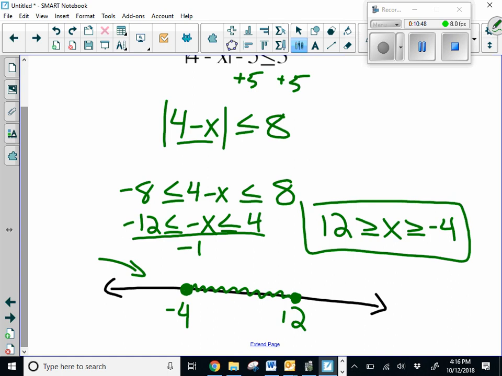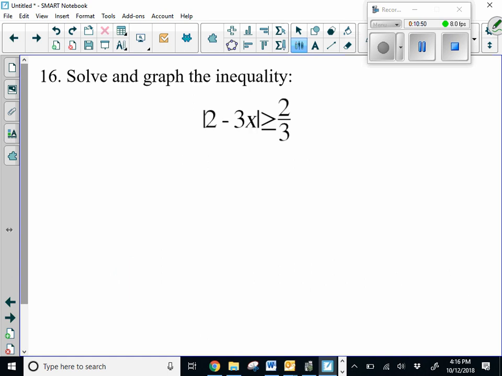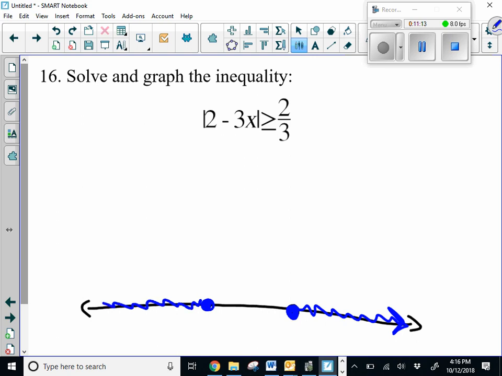All right. Number 16. Similar. Here, it's already isolated for us, which is nice. So we got to write our two inequalities. This one is greater than. So greater than, again, we can already know what this is going to look like. This is going to be two separate pieces. All right? Greater than is two pieces going outwards. So we have this one, and we have one over here.